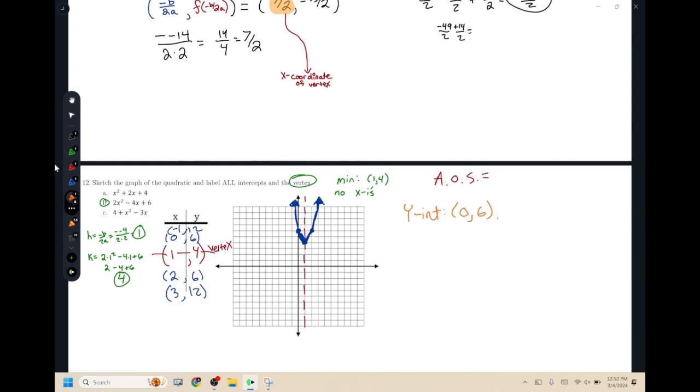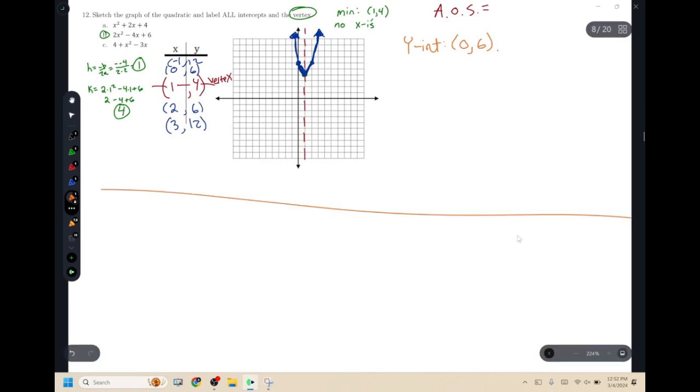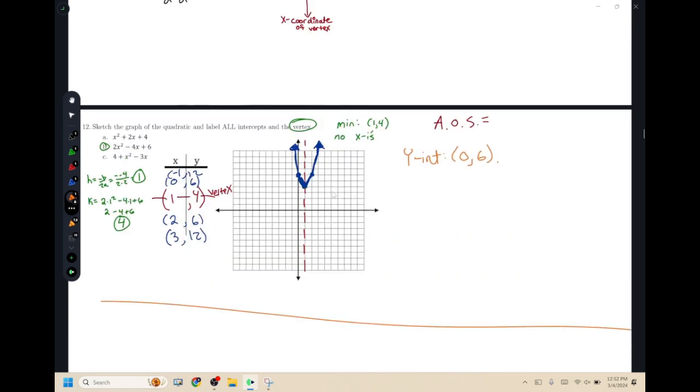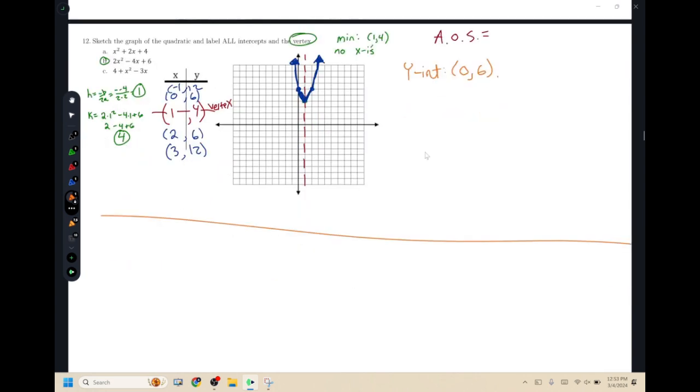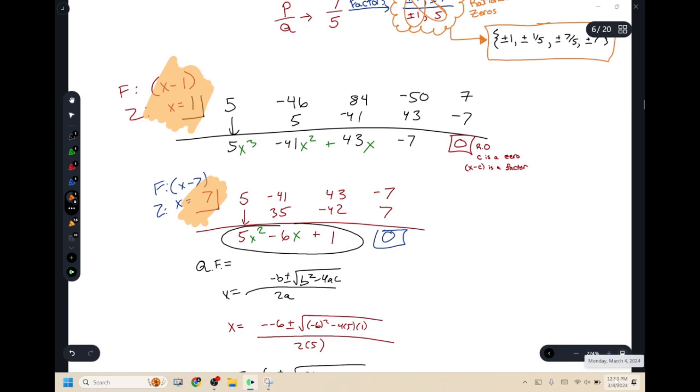I know we're flying through a lot of this, going really, really fast. You can slow it down after the break. All right, take 7 minutes. Don't take the full 10. Take 7.